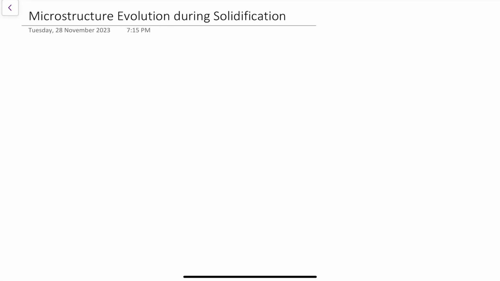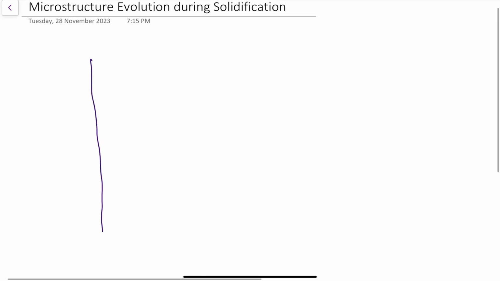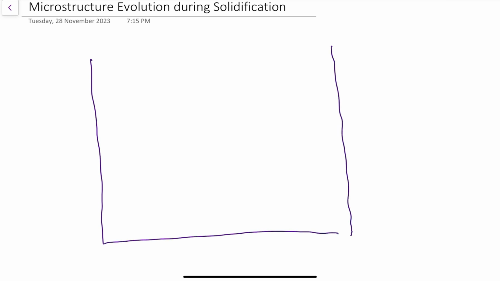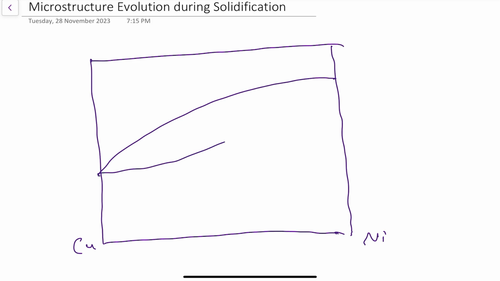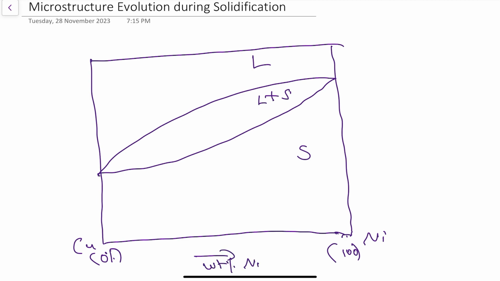In this video, we will look at the microstructure evolution during solidification. So first, let us take an example and draw the phase diagram for a copper nickel alloy. So this is the phase diagram. Here you have liquid, here you have solid, and here you have liquid plus solid. This is 100% nickel, and here it is 0% nickel. The x-axis is the weight percentage of nickel.